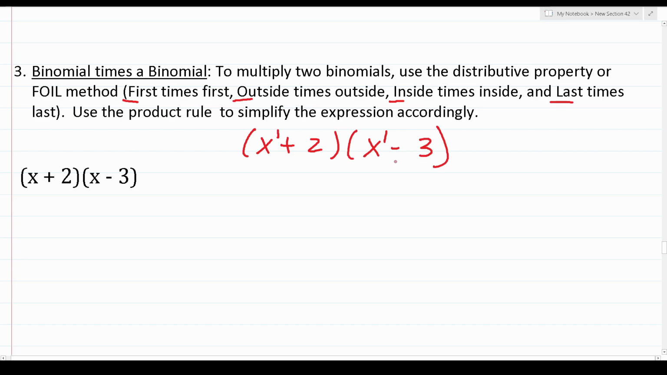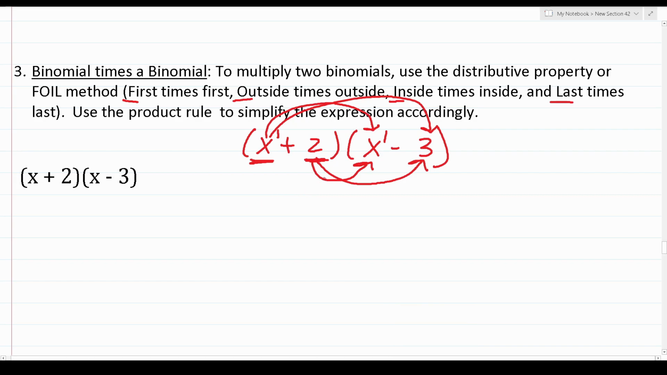And again, we're going to use the distributive property to expand this. And what that means is, to start, we're going to take this first term, x, and we're going to distribute it here and here. And then we're going to take this second term, 2, and we're going to distribute it here as well as here.